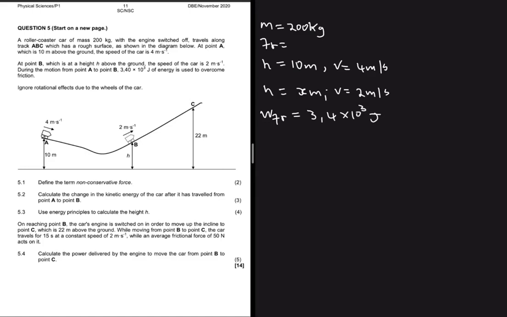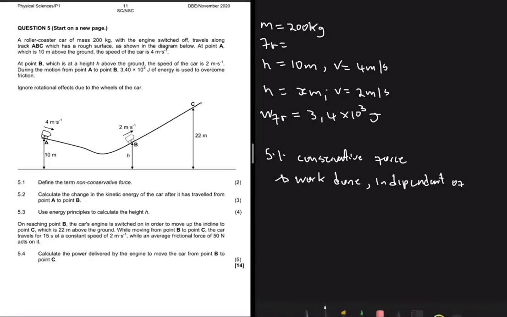The first question says, define the term non-conservative force. So we have conservative and non-conservative force, right? So let me write that down there. Conservative force. The work done by a conservative force is independent of the path taken.